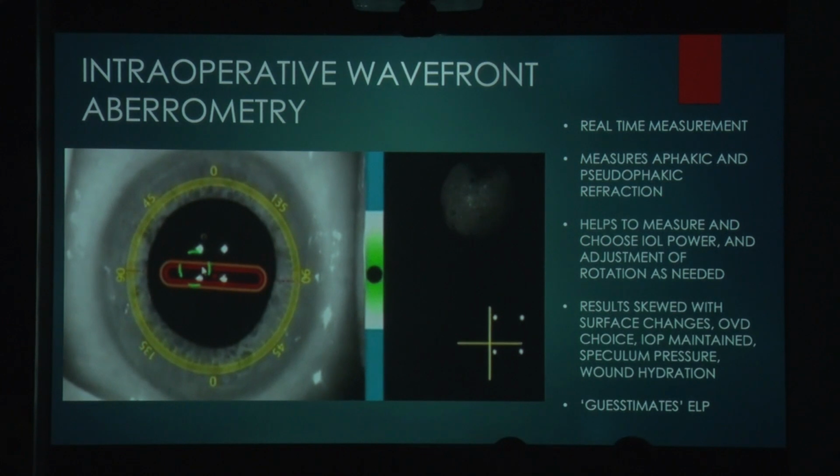Well, it gives us real-time measurement, it gives us a live refraction, it measures the phakic and the pseudophakic refraction and helps us measure to choose the IOL power and adjustment of the rotation if needed. But the results can be skewed with surface changes, OVD choice, the IOP maintained, etc. And again, it just guesstimates the ELP.